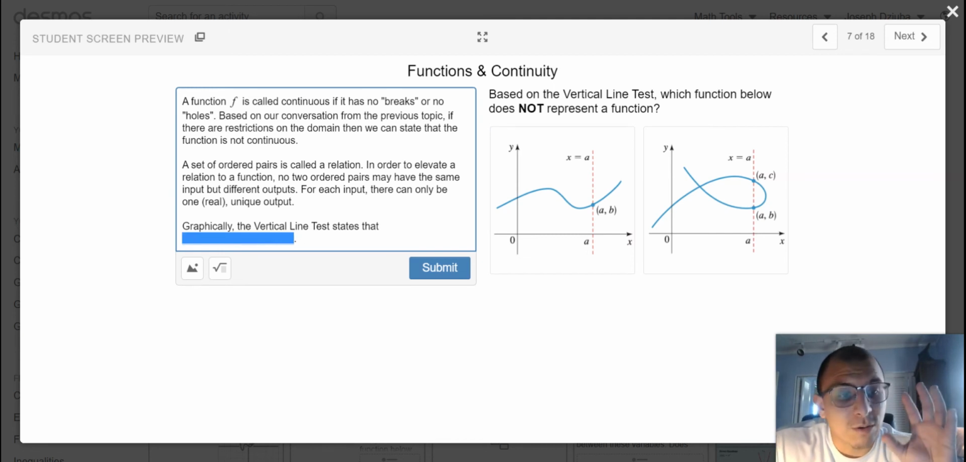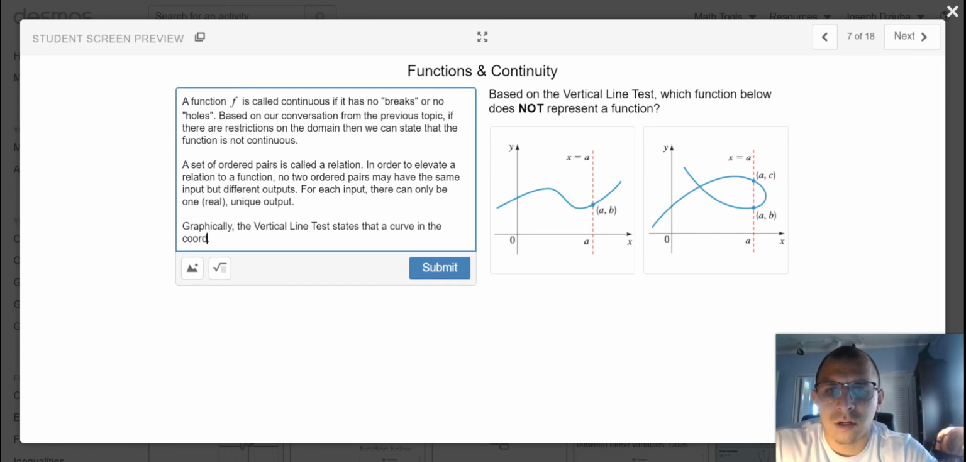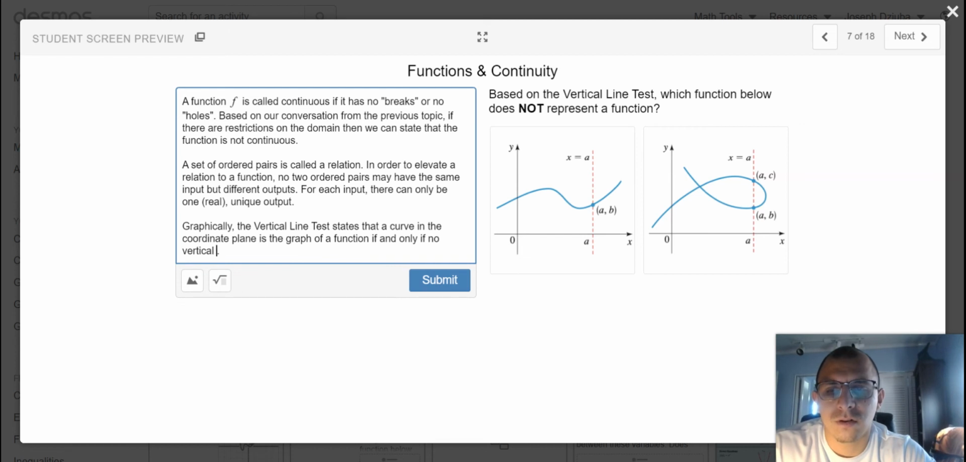Graphically, right? So that's how we're going to determine things algebraically, and we spoke a little bit about that last class and last unit. We have a vertical line test, which says the following. The vertical line test states that a curve in the coordinate plane is the graph of a function if and only if no vertical line intersects the curve more than once.